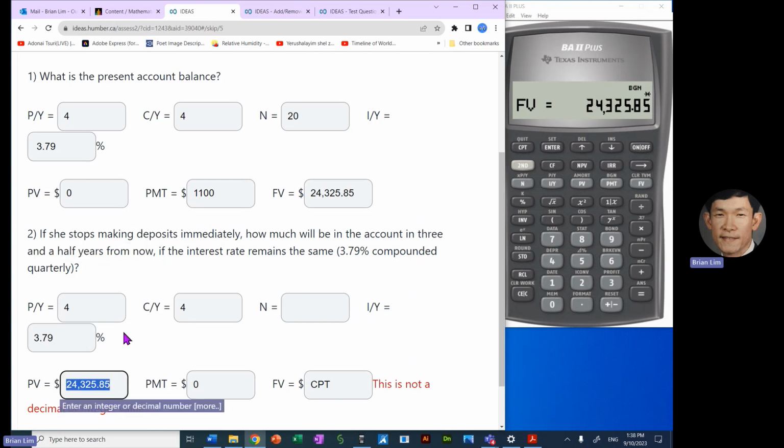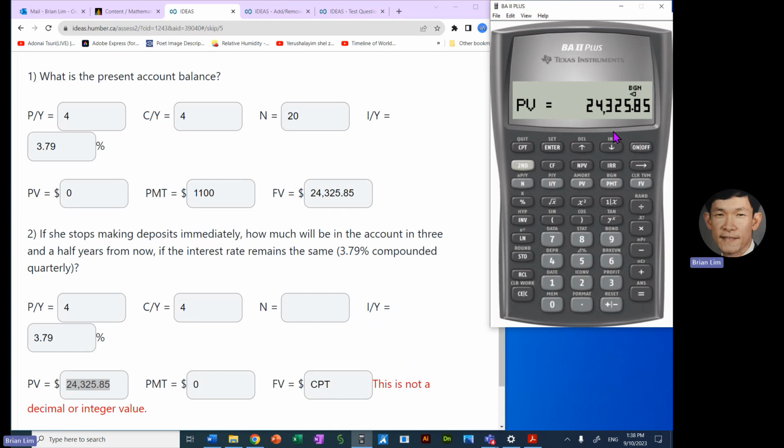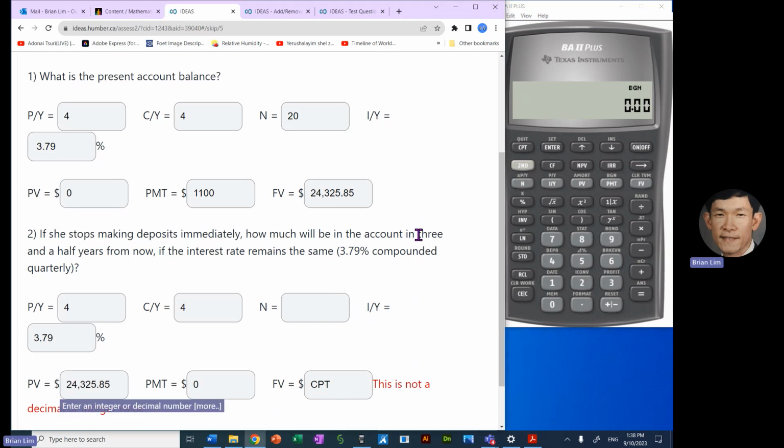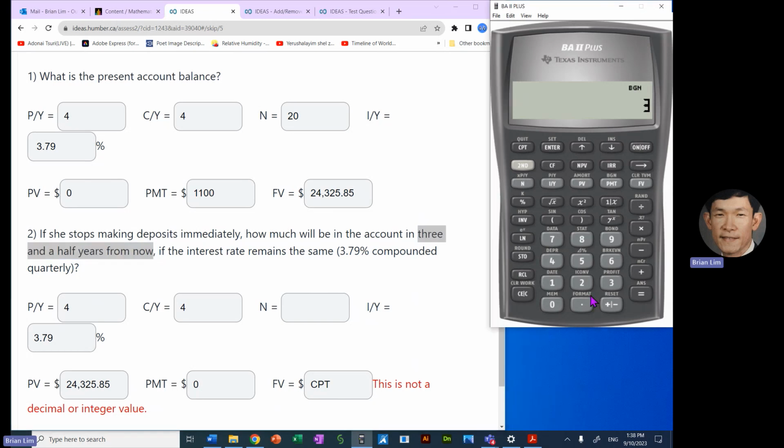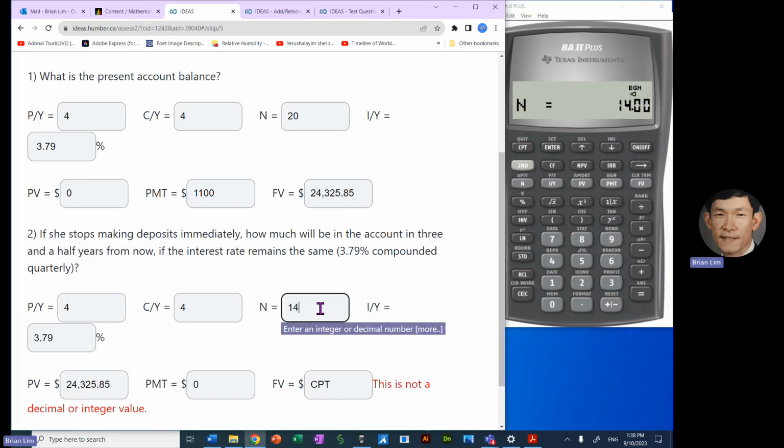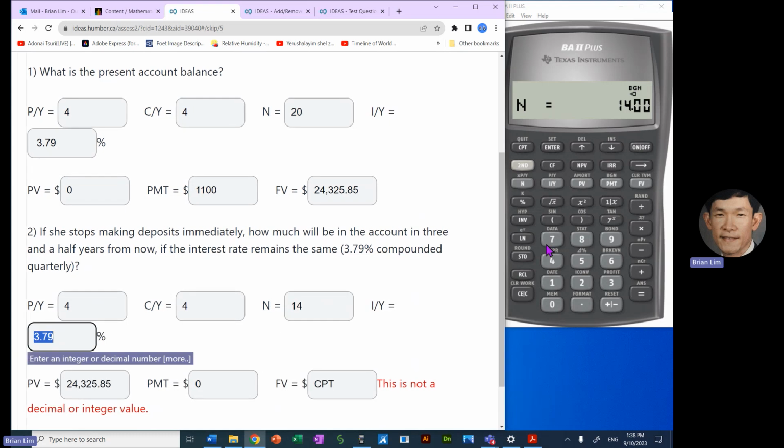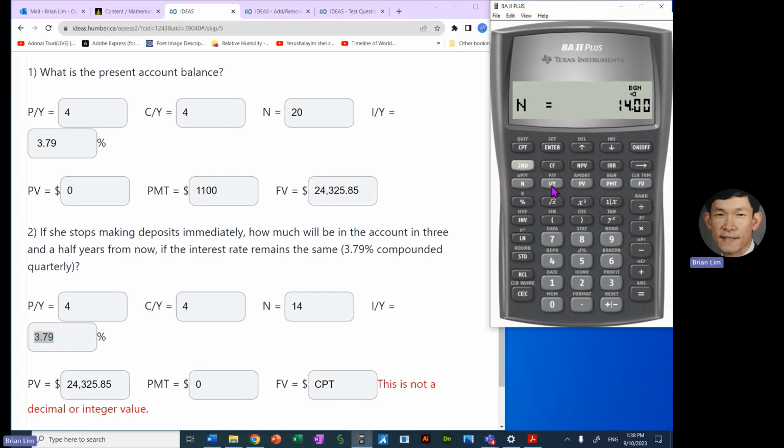And that becomes the present value. So why don't we just click on present value and enter the future value? All right. Now PY is still 4, and so is CY. So we are comfortable with that. And we will use the 3.5 years, okay, from now. So that would be 3.5 second N, and N turns out to be 14. IY is the same, 3.79, so we can just go recall IY.